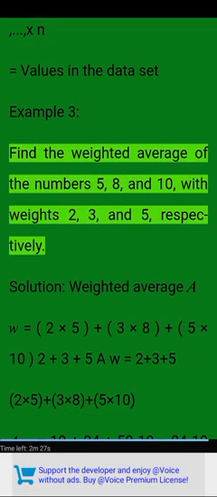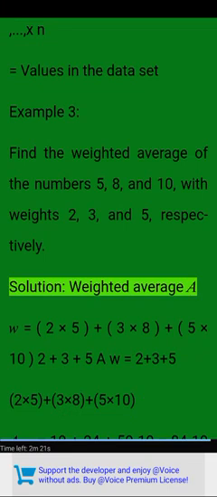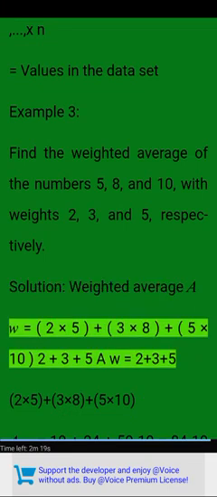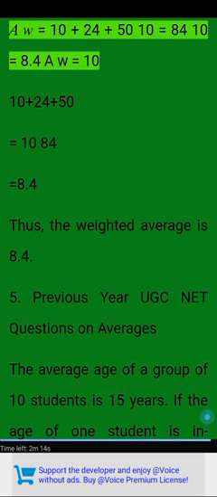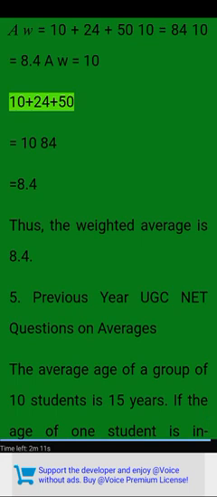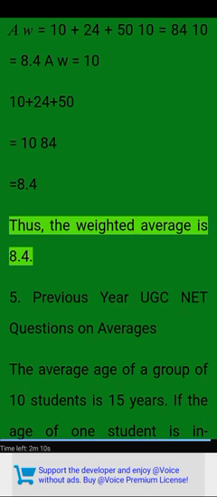Find the weighted average of the numbers 5, 8, and 10, with weights 2, 3, and 5, respectively. Solution: weighted average A_W = (2 times 5 + 3 times 8 + 5 times 10)/(2 + 3 + 5) = (10 + 24 + 50)/10 = 84/10 = 8.4. Thus, the weighted average is 8.4.